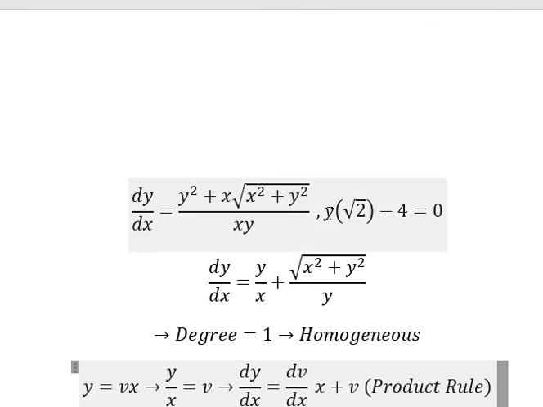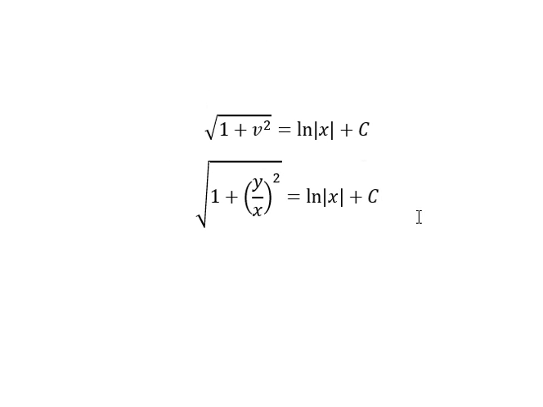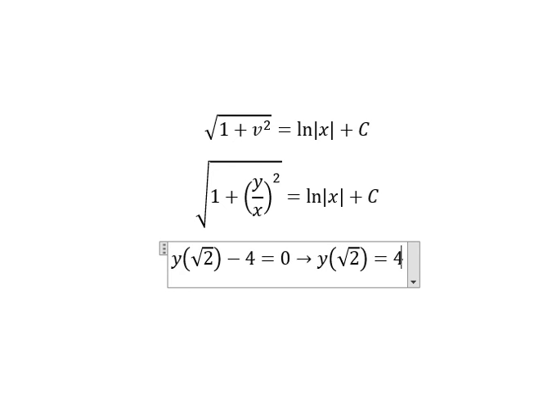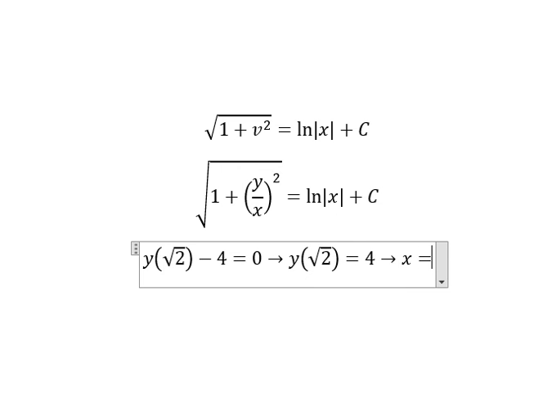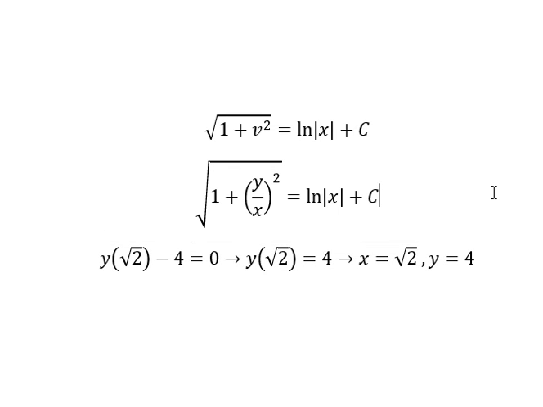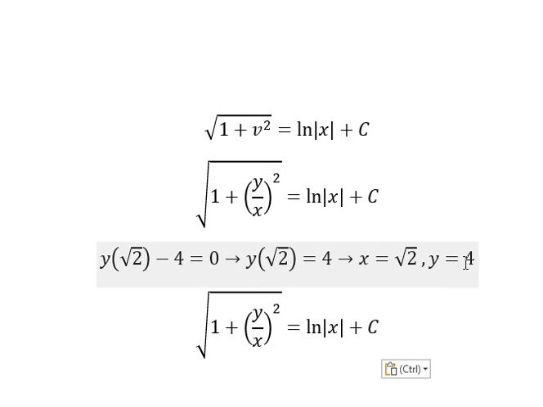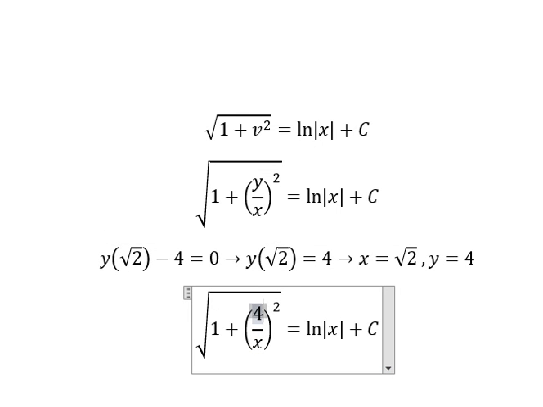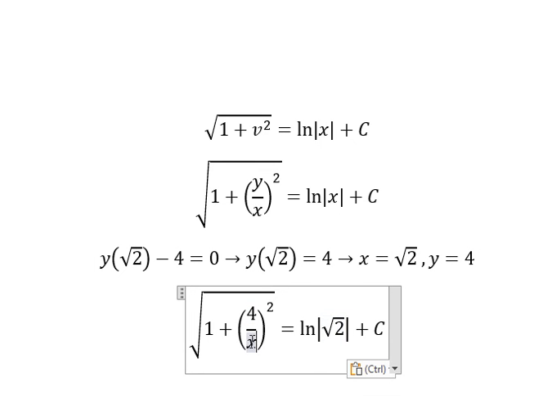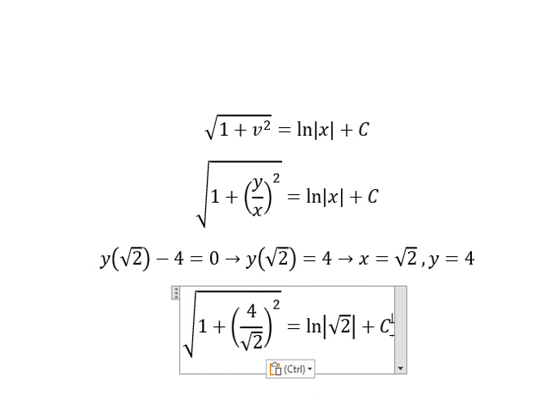Next, we have the conditions. So I will put negative number 4 go to the right. That means when s equals to the square root of number 2, y equals to number 4. And now we put number 4 going here. The square root of number 2 going here and here. So we can find the value of c.